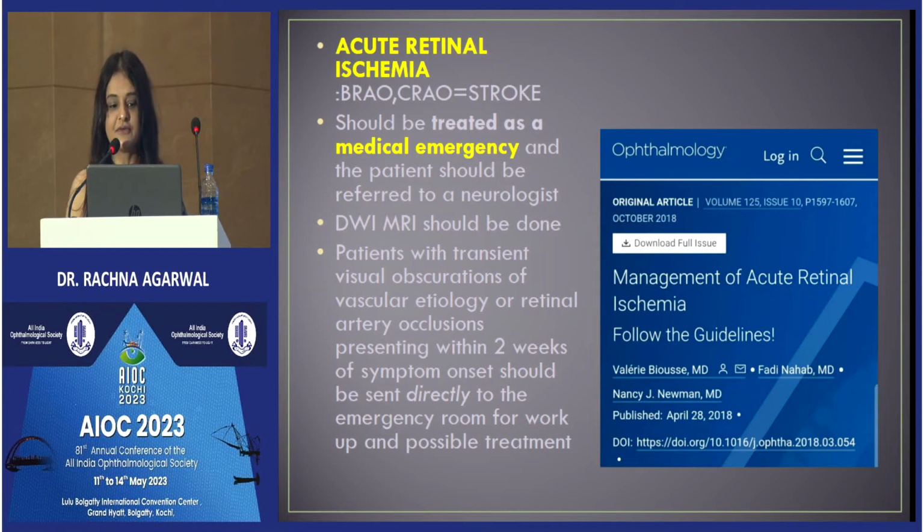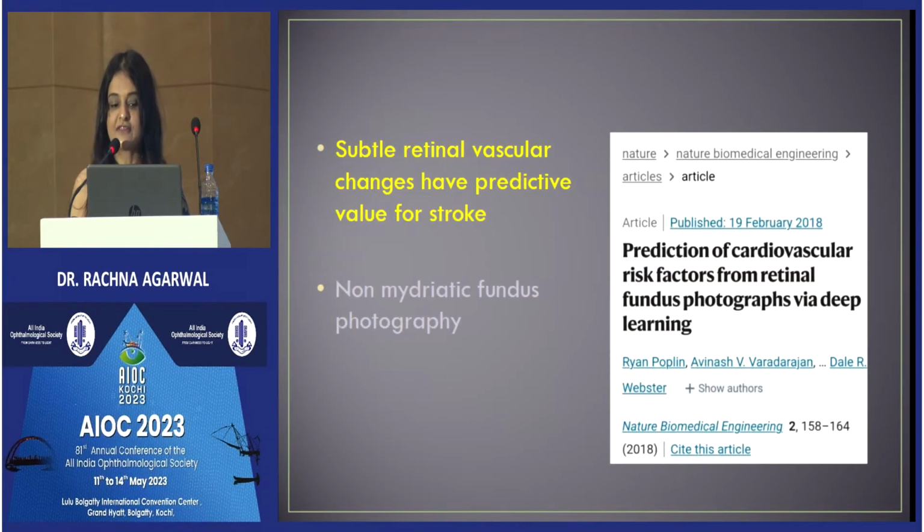Another thing is acute retinal ischemia. BRAO and CRAO should be considered equivalent to stroke, and they should be treated as a medical emergency, and the patient should be referred immediately to a neurologist. Subtle retinal vascular changes have predictive value for stroke, and nowadays we even have non-mydriatic fundus photography, so this can very well be recorded in the OPD.